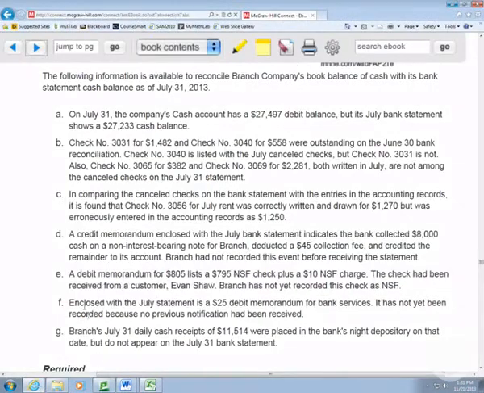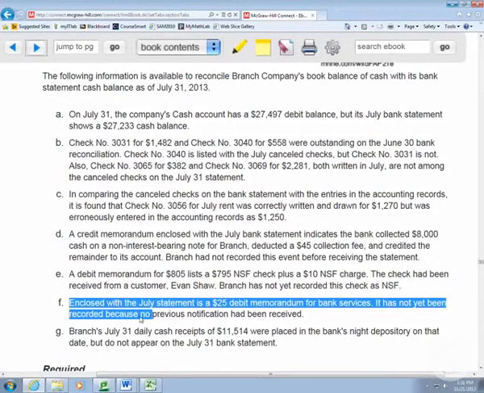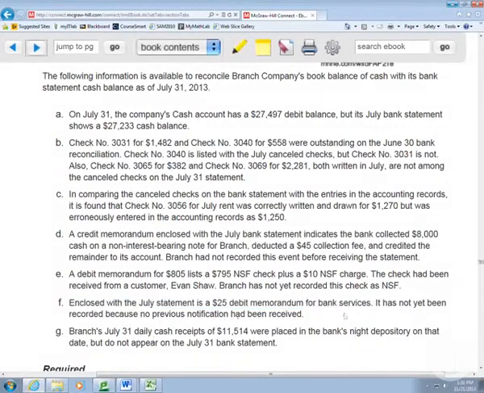Letter F, enclosed with the July statement is a $25 debit memorandum for bank services. Charlie, what does that debit memorandum mean? The opposite. Debit memorandum, they took money from your account. For what? Bank service charge. Okay, now, which side does this affect? Does it affect the bank or does it affect the book? Where do I need to make the change?